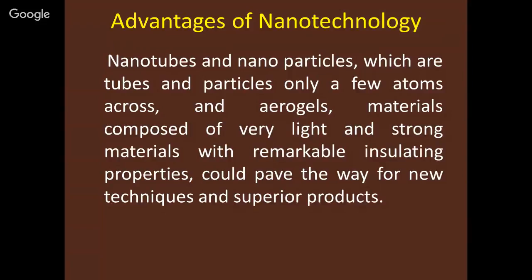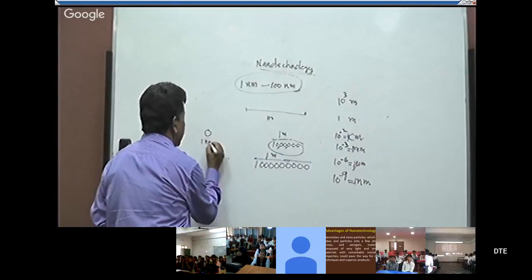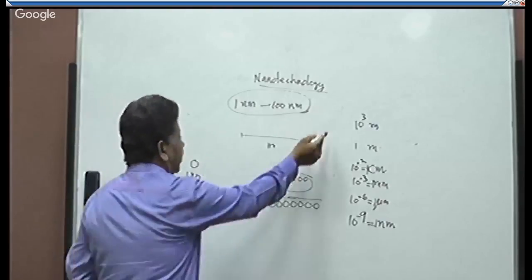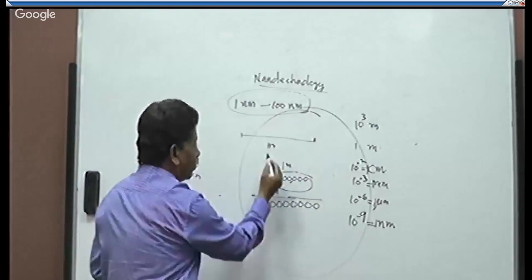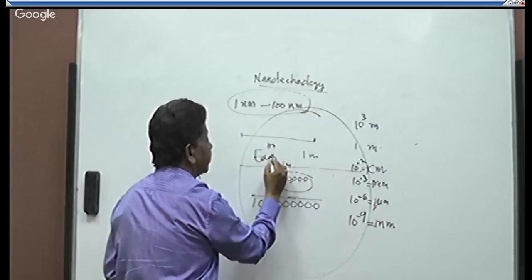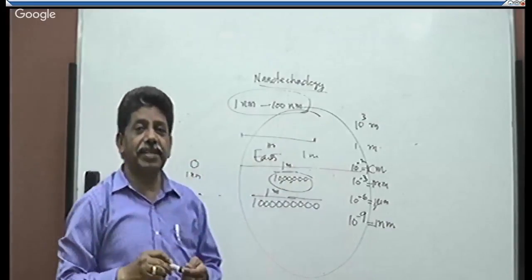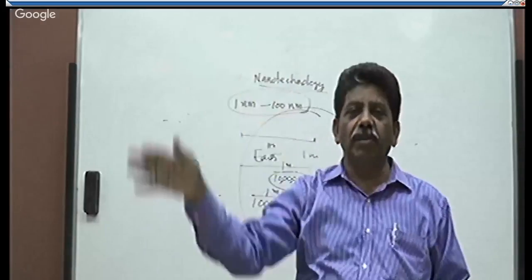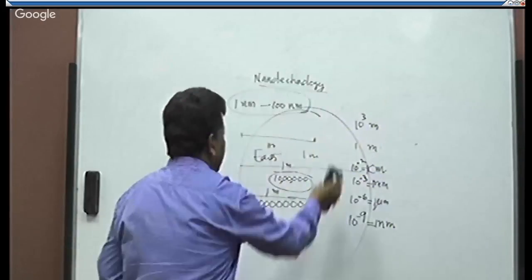It is something like a marble. There is a simple comparison. If you take 1 nanometer as the size of a marble or a peanut, then what will be the size of 1 meter? 1 meter will be your Earth. We can just have a comparison: 1 nanometer is 1 marble, and 1 meter will be almost equal to the size of the Earth.